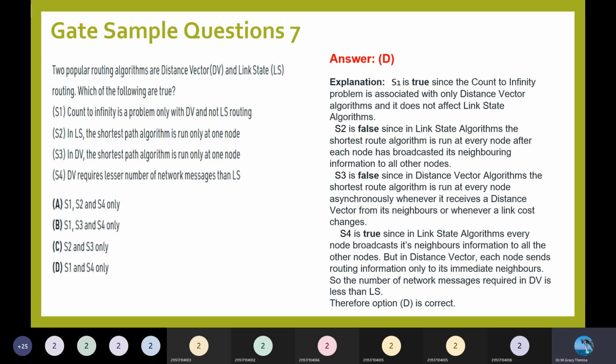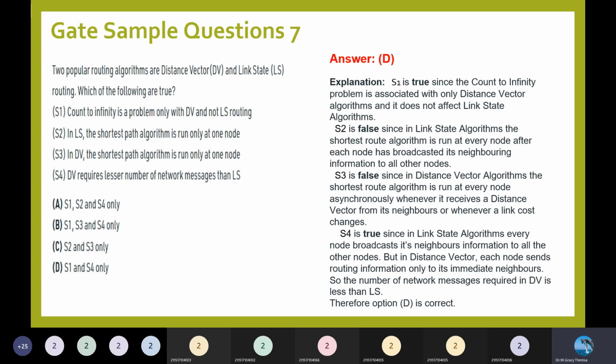And the last question, another question. Two popular routing algorithms, distance vector and link state; the following are true. Again, we have a set of statements. S1: count to infinity is a problem with distance vector, not with link state. S2: in link state, the shortest path algorithm is run only at one node, whereas in distance vector, the shortest path algorithm is run at all nodes. S4: distance vector requires a smaller number of network messages than link state routing protocols. Which of the statements is true? Whether it's S1, S2, and S4, or S1 and S3, S2 and S3, or which one is correct?